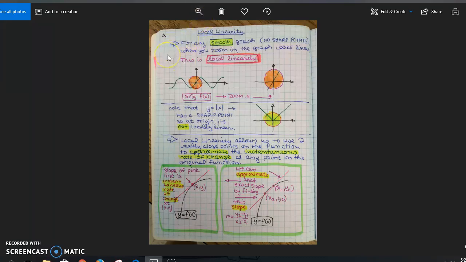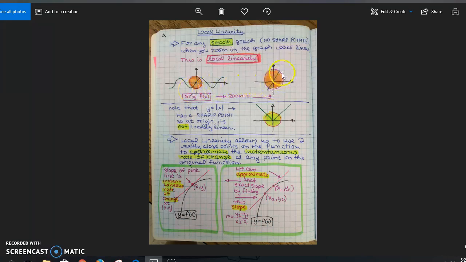All right, so for any smooth graph, right? So no sharp points, like no absolute value functions, for example. When you zoom in, the graph is going to look linear. We did in class a sine function or a transformation of a sine function, and I'm highlighting with the orange where we zoomed in on. And this is a little different maybe from the one we did in class, but it's the same idea.